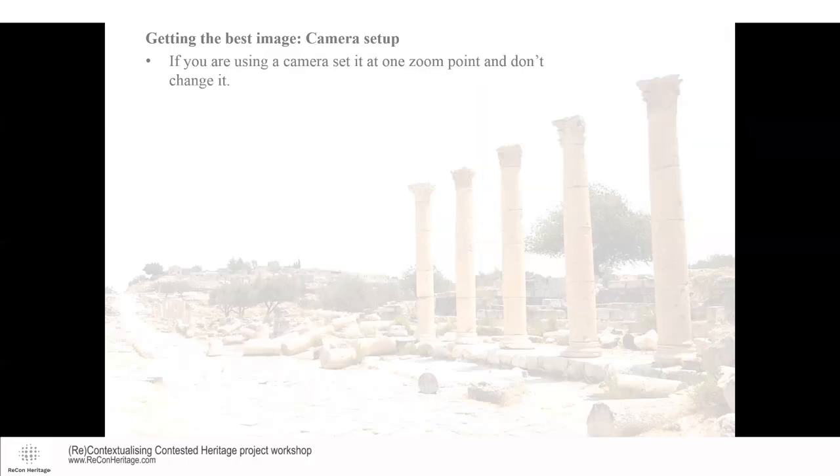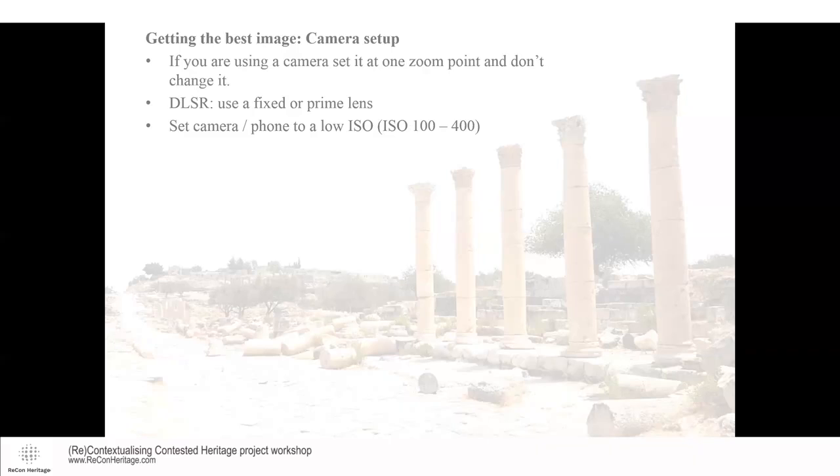If you're using a camera rather than a mobile phone, you need to set it at one zoom setting. You don't want any zoom variation in your images within a single 360. If you're using a camera where you can change the lens, such as a DSLR, then use a fixed, what we call a prime lens. That's one without any zoom. They also tend to have the least amount of distortion in them, and so are good for this.